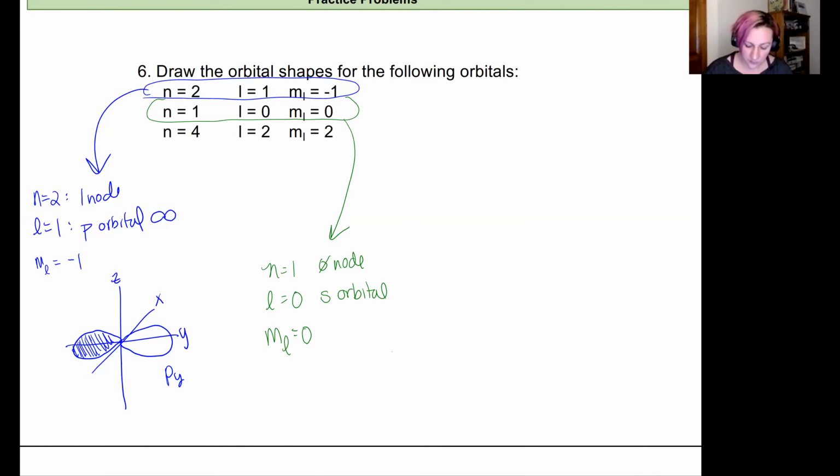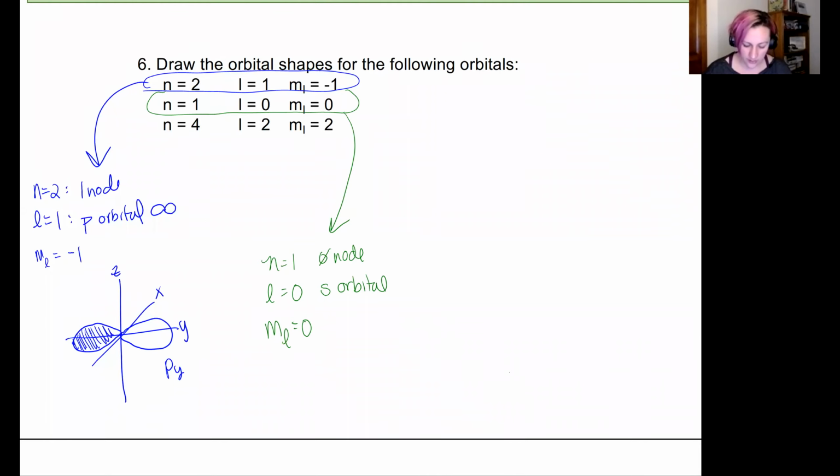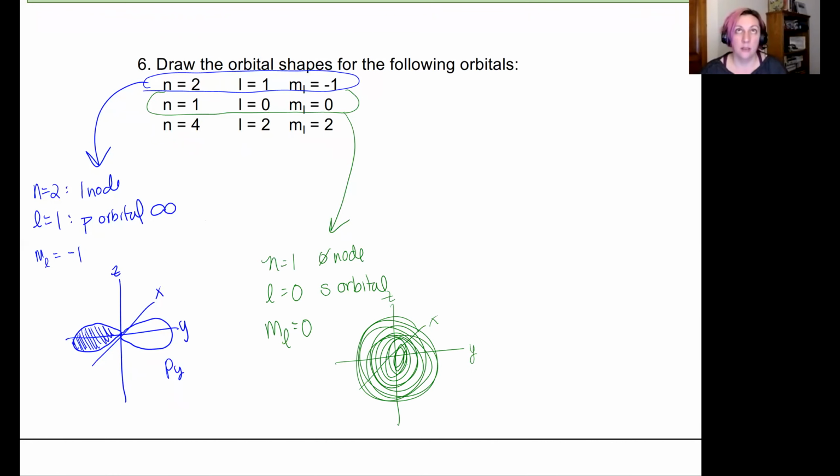Thinking about this one, I'm going to draw my XYZ axis again. I don't have any nodes. I don't have radial nodes to worry about because I'm in that n equals 1. So I'm just drawing a sphere. And that's it. That would describe that set of quantum numbers. It's representing an orbital that has the shape of just a sphere without any nodes.